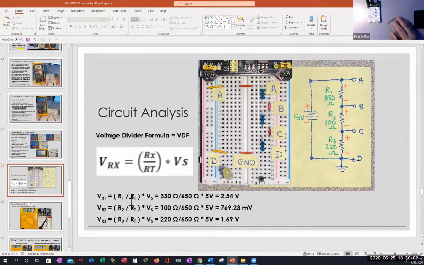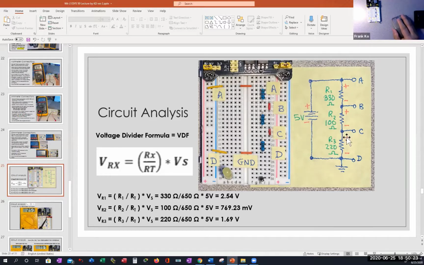So take a look at what I've done here for VR1. For VR1, I would use the value of R1 divided by R total. So there's my fraction, R1 divided by R total multiplied by the voltage source. What's my R1? 330. What's my R total? 650.